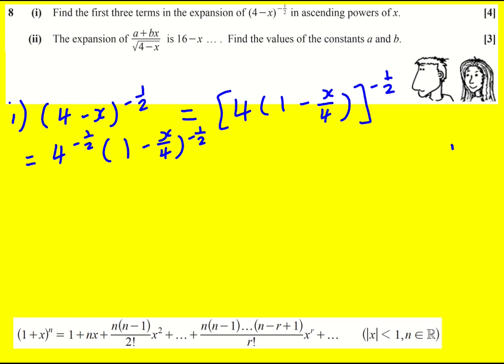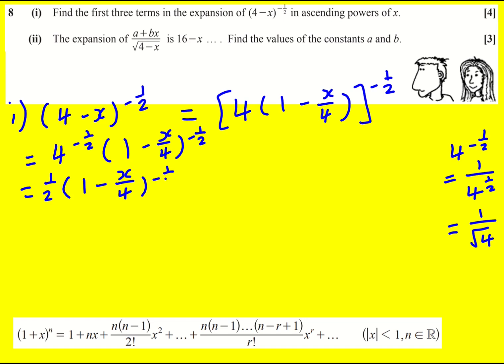Now, 4 to the minus a half is actually 1 over 4 to the half, because that's what the negative means, which is 1 over the square root of 4, which is a half. Of course, you can use your calculator for this, but it's important to know that if you're ever dealing with it in terms of x. So a half times 1 minus x over 4 to the minus a half.